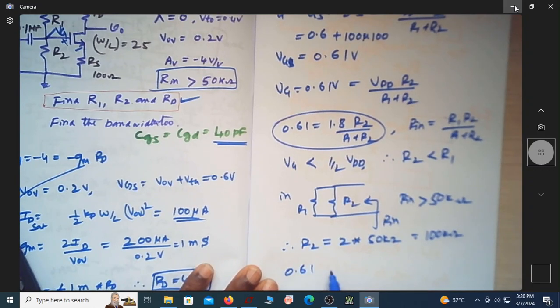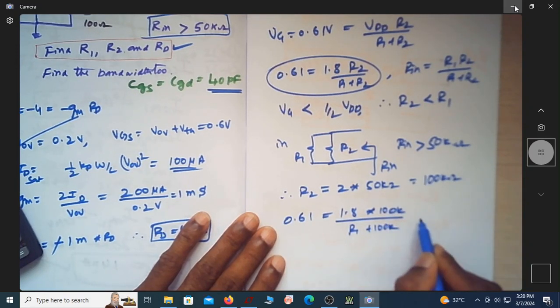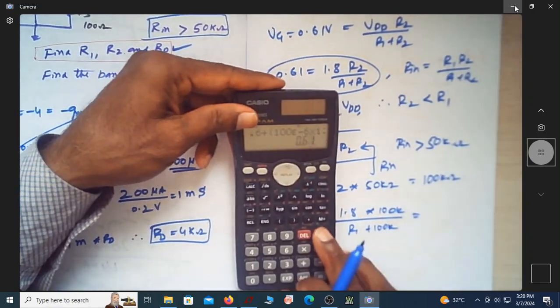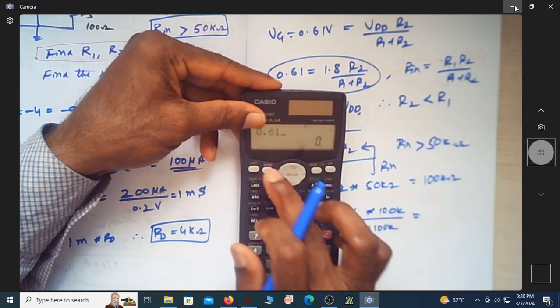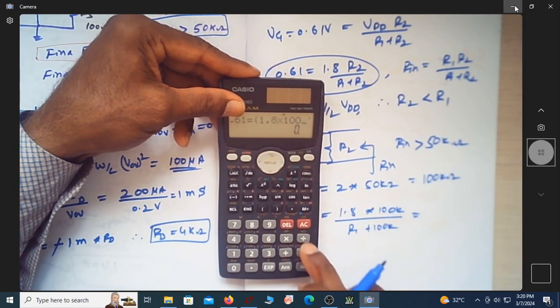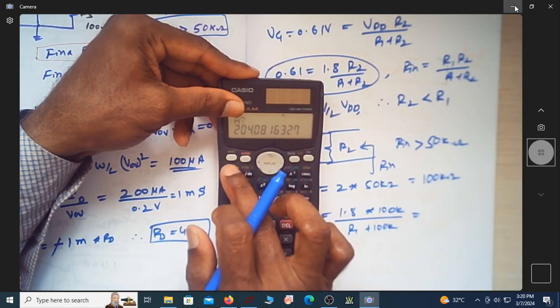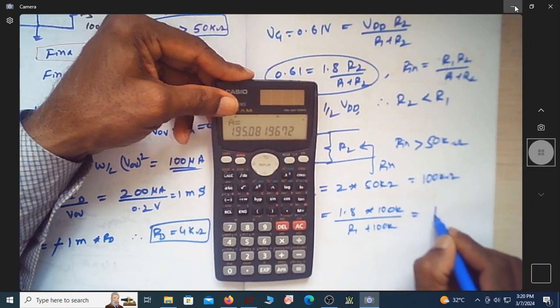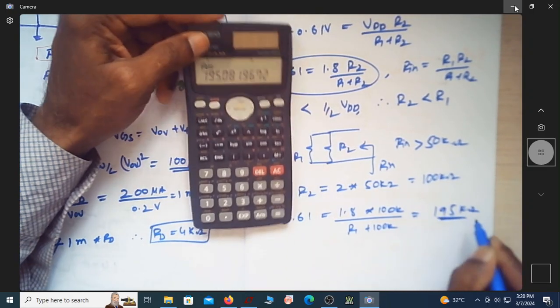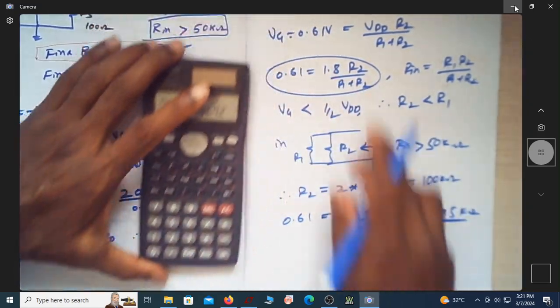Now use this value of R2 as 100 kilo ohm here and find out what R1 is. Is it not 0.61 equal to 1.8 into 100k by R1 plus 100k? So you can find out what that is. I'll do that: 0.61 alpha equals 1.8 into 100 divided by 100 plus alpha. Close the parenthesis, shift solve. So this is now 195 kilo ohm. R1 is equal to 195 kilo ohm. You can just substitute and then find out.